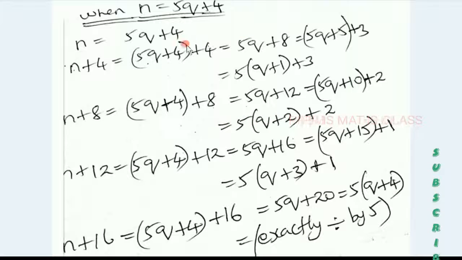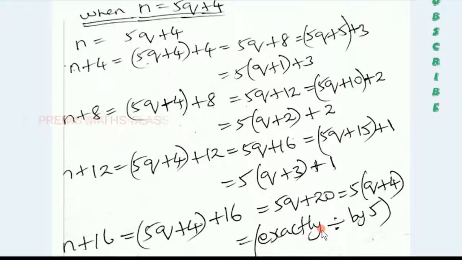So out of these, n plus 4, n plus 8, n plus 12 and n plus 16, only n plus 16 is divisible by 5. So that is what we have to prove. I hope you understand this problem.